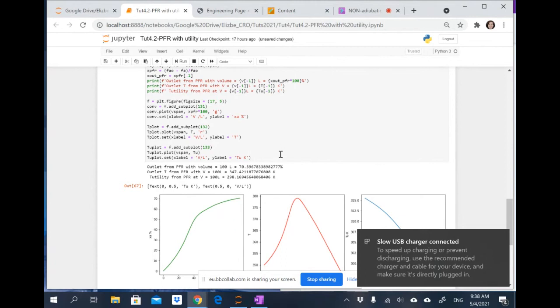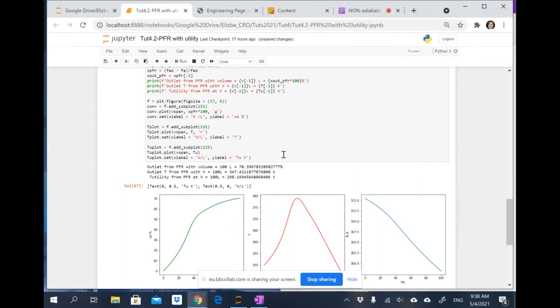Yes, we do. Okay, all right. So I'm not sure what happened to the power here.